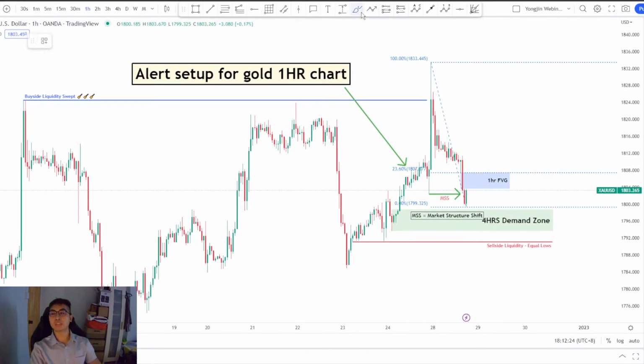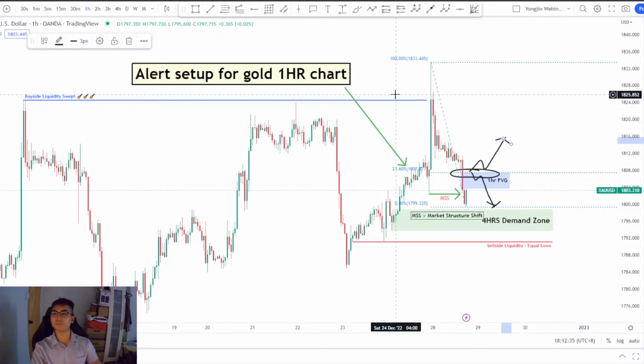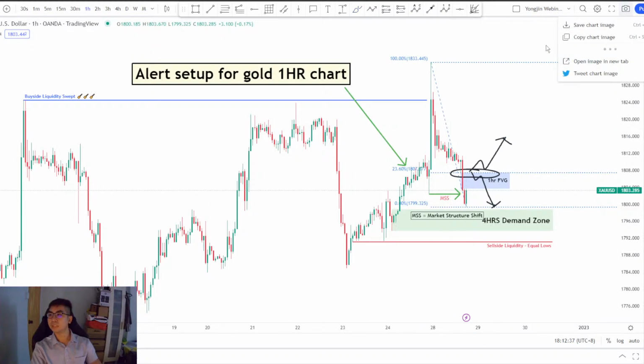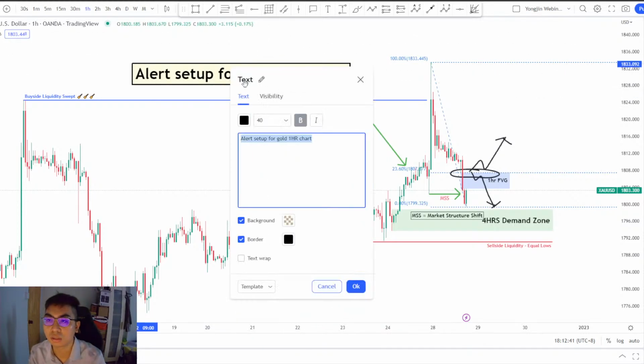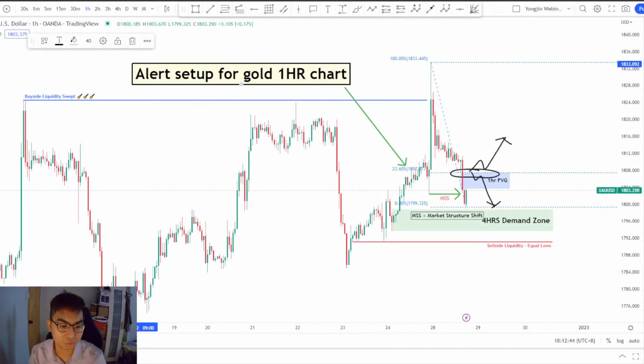I'll only look for price to tap into this area, and then I'll start looking for confirmations for sell setups or buy setups to the upside. So let me just quickly screenshot this down and send it towards the chat. So this is the alert setup for gold, the 1 hour.